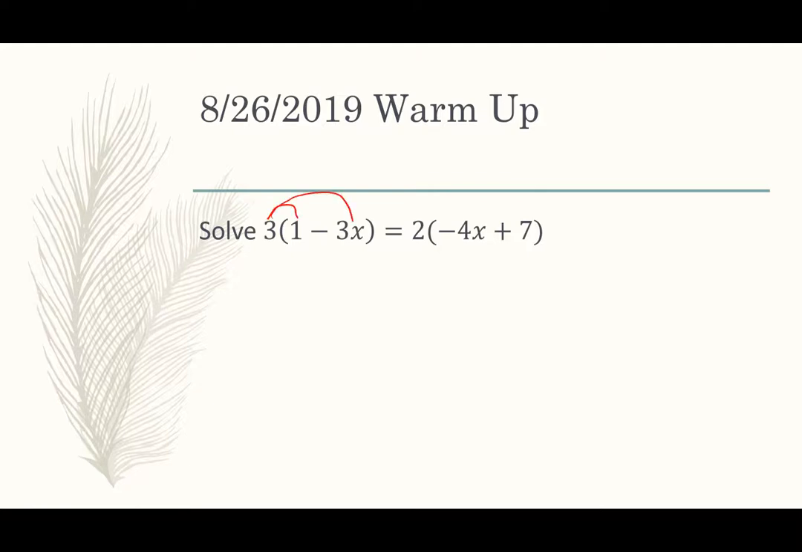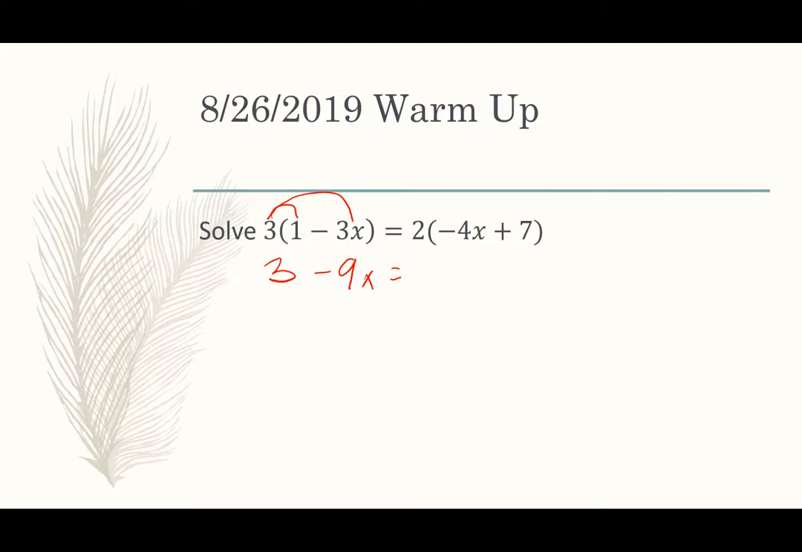So first, 3 times 1 is going to make 3. And 3 times a negative 3x makes a negative 9x, because 3 times negative 3 is negative 9. That takes care of the left side. The left side's all good. No more parentheses. We're fine. Now we got to focus on the right side.